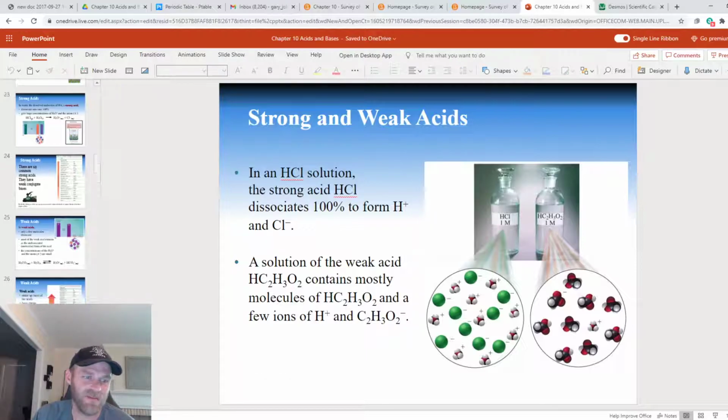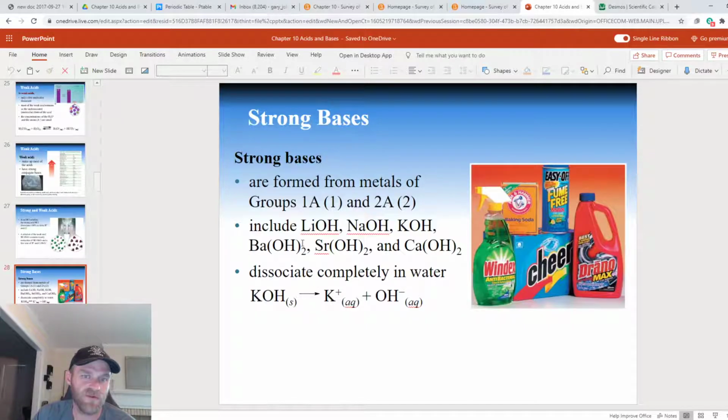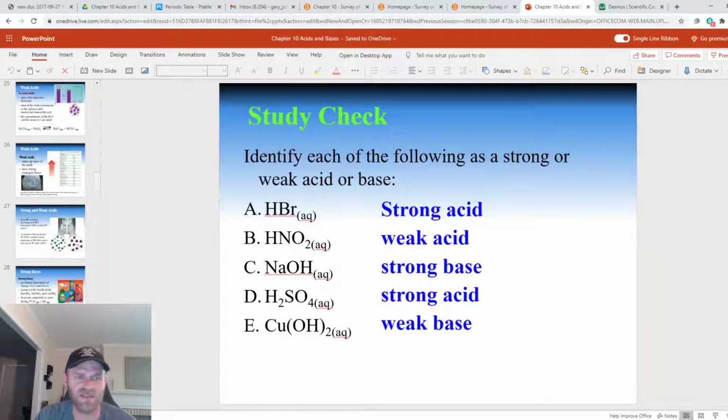I feel like I'm getting bogged down, so we'll skip on through that. Strong bases, just remember groups 1 and 2 when hooked up with a hydroxide. That's a strong base. Okay, there's a few other ones, but not a lot that you'll see. And this is a study check. You can go through there.